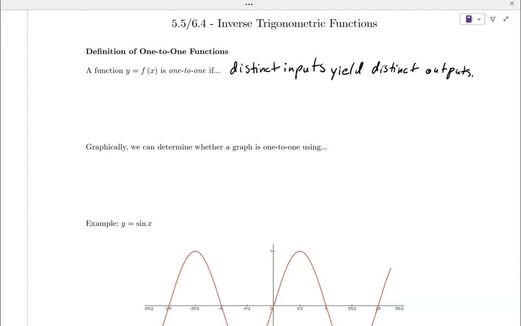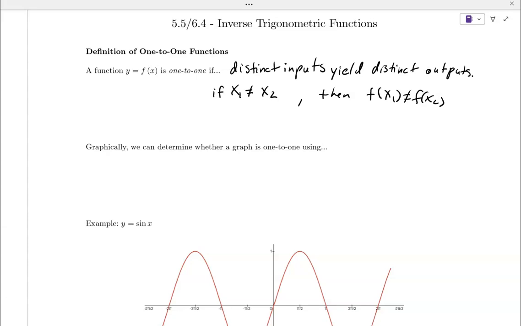This says that in symbols, distinct inputs would mean that I have x1 not equal to x2. That's what distinct inputs would mean, right? Different inputs, different outputs then would be f of x1 is not equal to f of x2. So if I write it as an if-then statement, we would say that if x1 is not equal to x2, then f of x1 is not equal to f of x2. That is a more algebraic definition for 1 to 1. I put different things in, I necessarily got different things out.